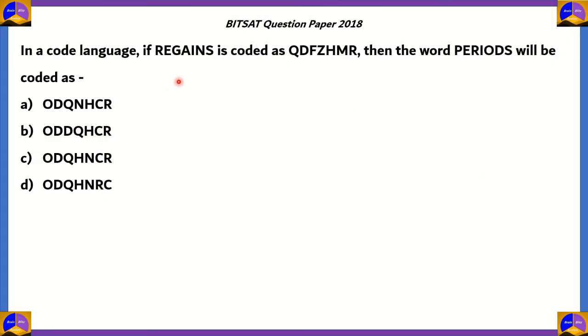This question is from coding and decoding. In a code language, if regains is coded as QDFZHMR, then the word periods will be coded as one of the four options. So in order to understand how to code the word periods, we need to understand how the word regains was coded. So for that, we will first write the word regains in block letters, and we'll write the code directly under it. So that's Q, D, F, Z, H, M, R.